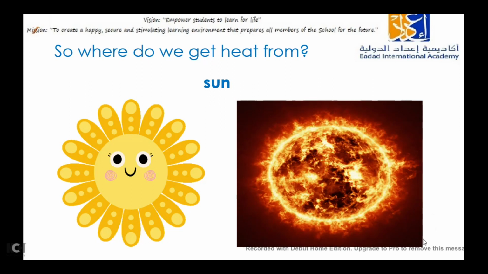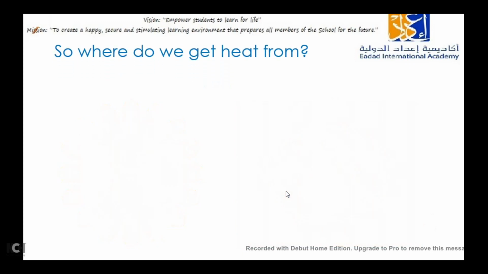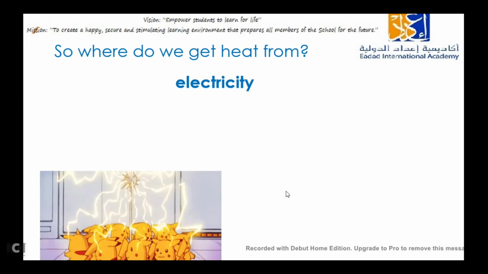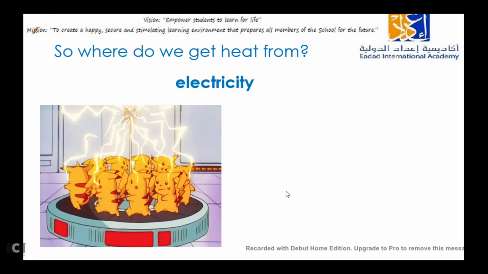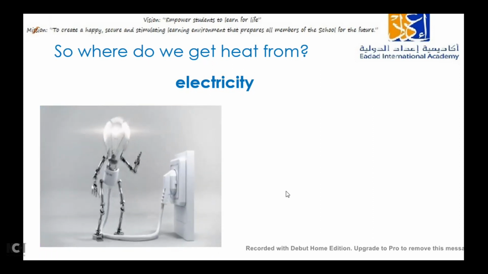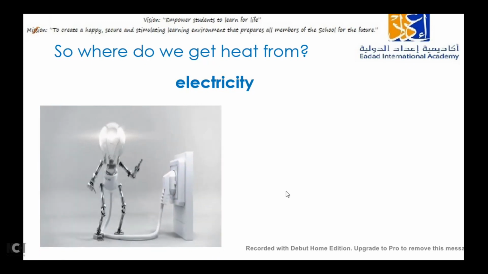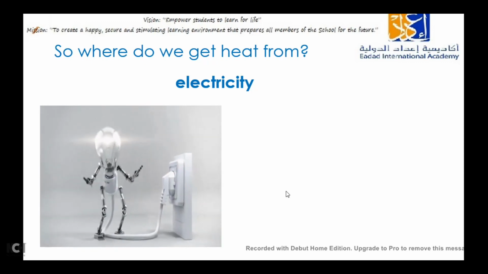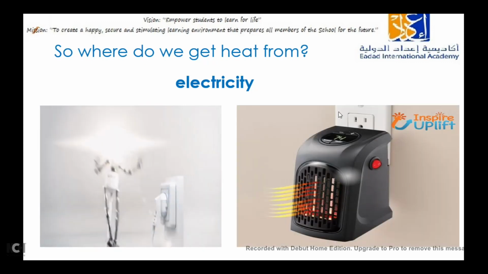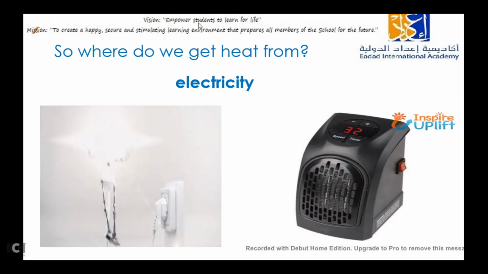You got those flames, that's the real sun. Now, another place we get heat from is electricity. And we don't get the electricity from the Pikachus that are running around. We get the electricity from the power plant. They provide us with the energy we need to power our homes and allows us to turn on our appliances.